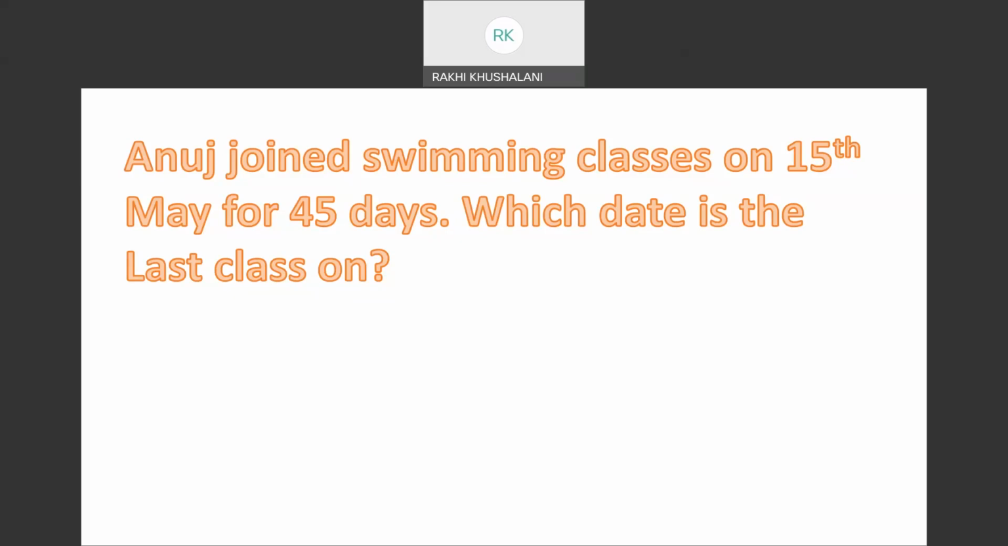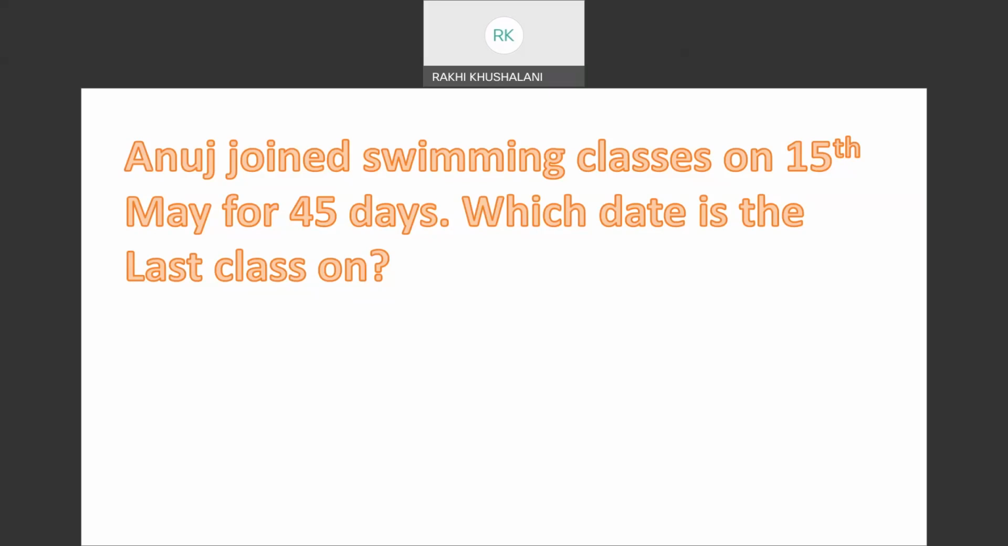Anuj joined swimming classes on 15th of May for 45 days. Which date is the last class on? Now children, here it is 45 days. No month has more than 31 days. So it's obvious he's not going to complete his classes in the month of May, and he may or may not complete it in the month of June. That depends on the counting.